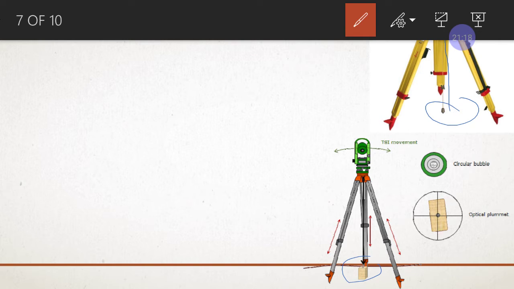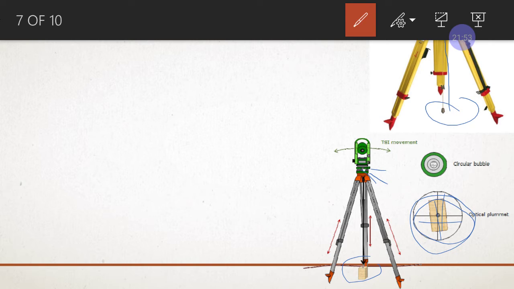Okay, and if you have an optical plummet, there is a small glass provided through which you can see through the theodolite, and you will be able to see like this what is visible through the optical plummet. So there is a crosshair, right? At the center of the crosshair, the station point should be. It should bisect the station point at the center of the crosshair, right? So that means your vertical axis is properly bisecting the center of the station point.